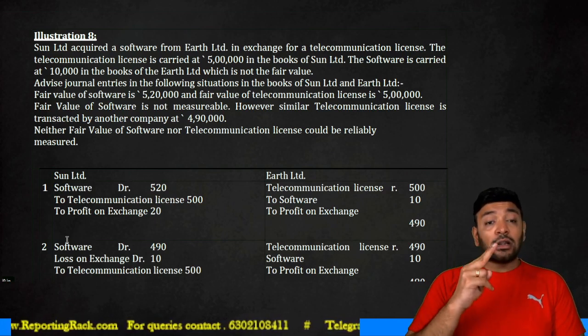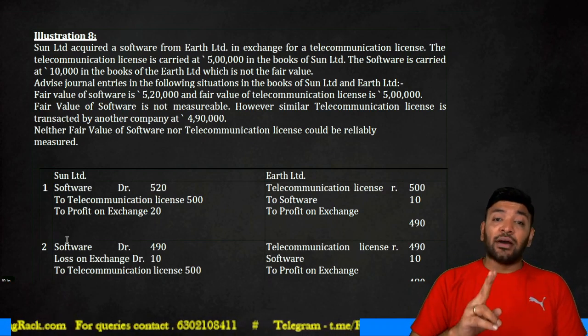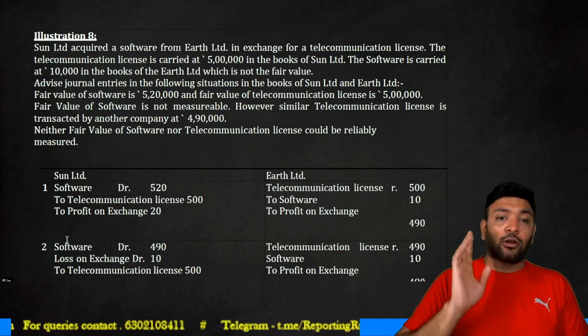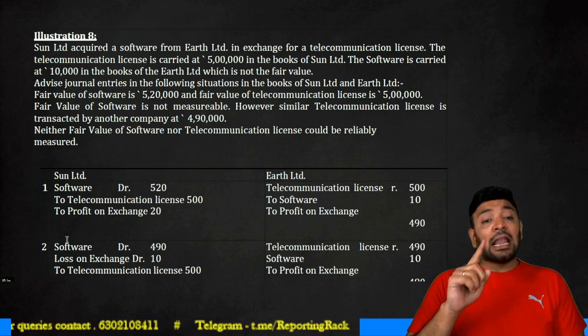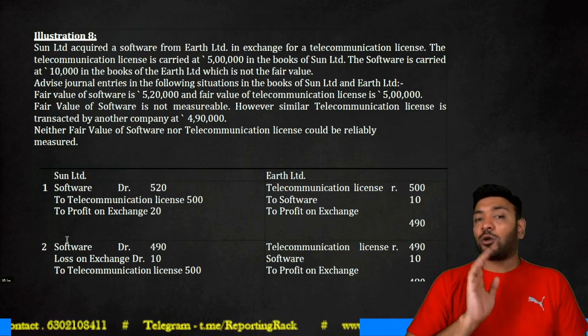Here, move on to the second thing. Software fair value is not measurable. However, similar telecom license is transacted by another company at 490. So therefore, I'll have to measure the software at the fair value of the telecom license, which is 490.